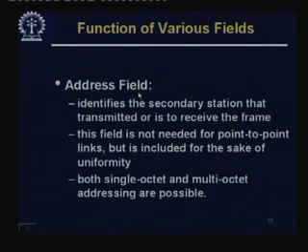Then there is some address field. It identifies the secondary station transmitting. If you remember, it is not needed for point to point links, but is included for the sake of uniformity. For point to multi point links, naturally you need to have the address, because when the primary station is sending something, it is addressed to some particular secondary station out of all the secondary stations which are connected to it. Both single octet, that is a single byte, or multi octet addressing are possible.